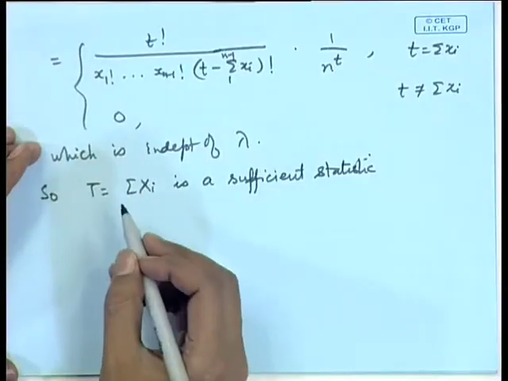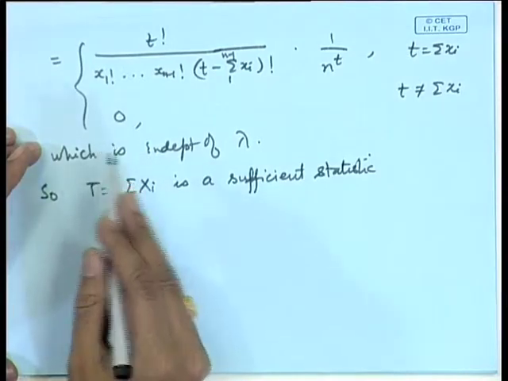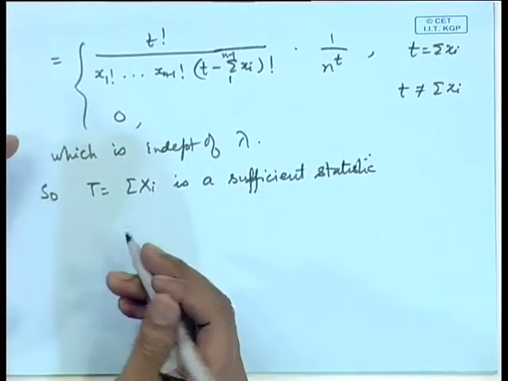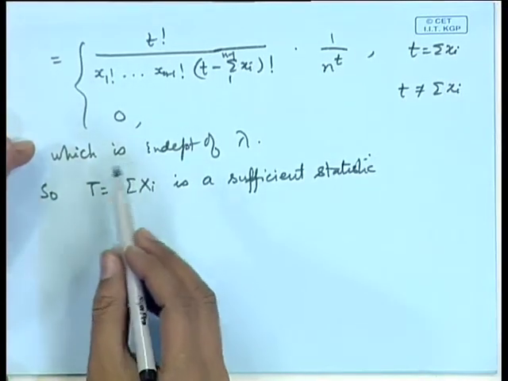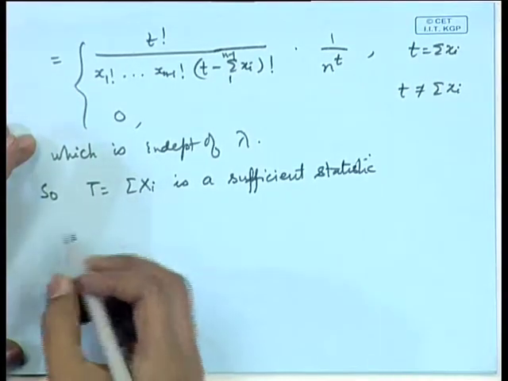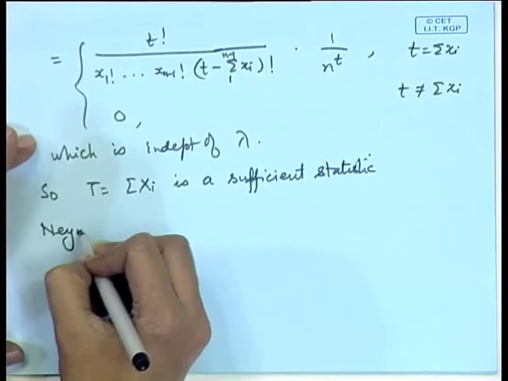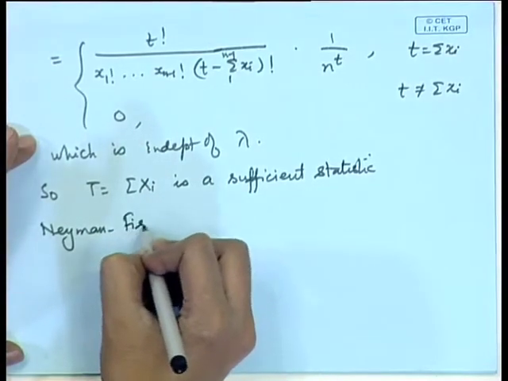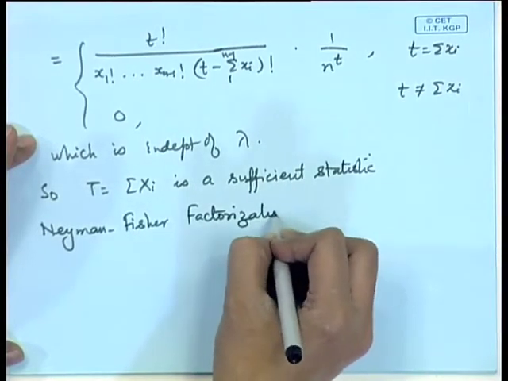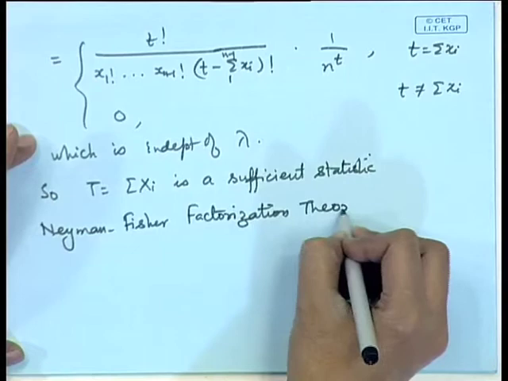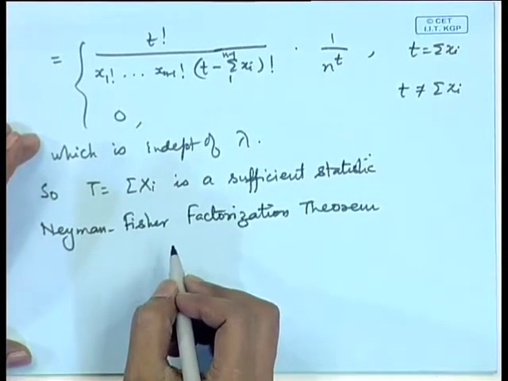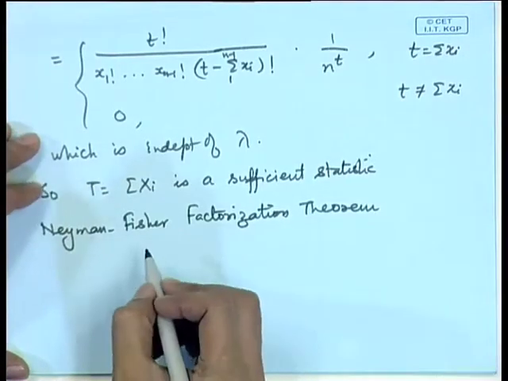Now, this method of proving that the sum of Xi is sufficient involves finding the conditional distribution, which may be quite cumbersome for various problems. And another thing is that here we have to guess what would be a sufficient statistic. So, there is another result known as the Neyman-Fisher factorization theorem, which allows us to figure out what will be a sufficient statistic in a given problem.